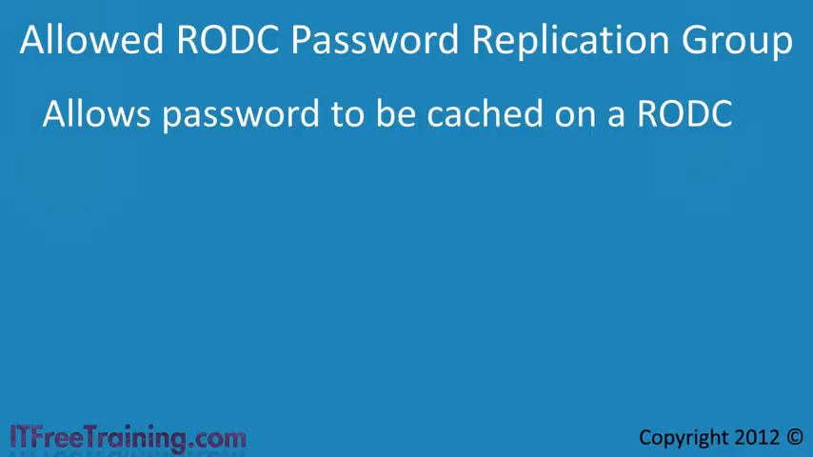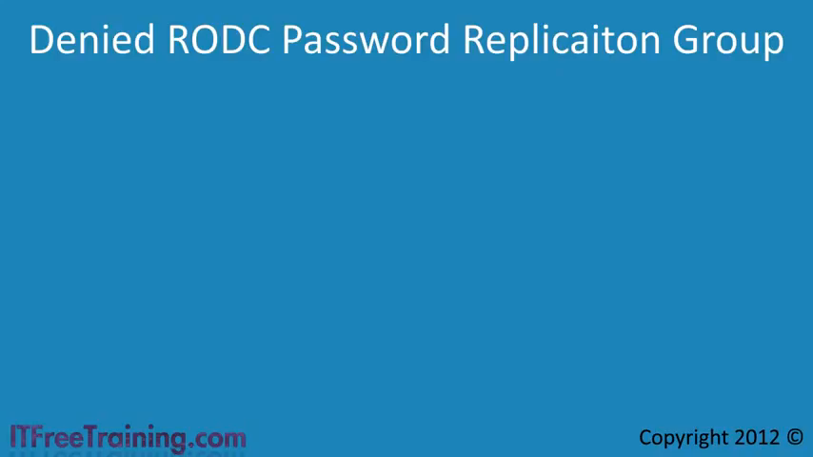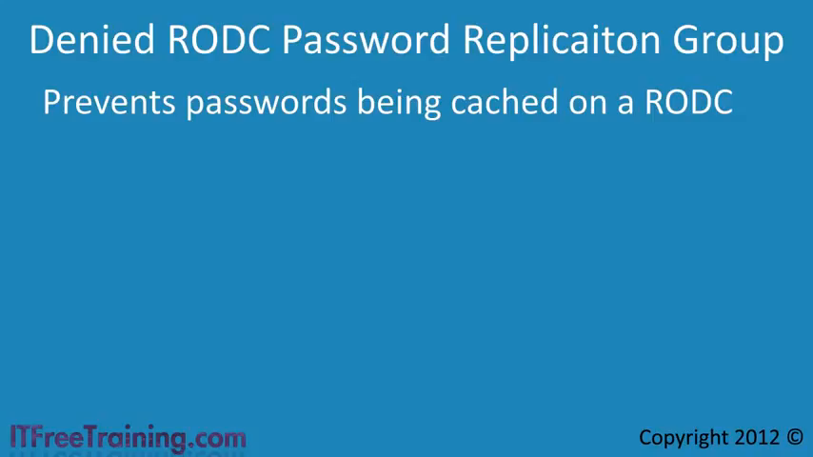The next group is Denied RODC Password Replication Group. This group prevents the password of the user from being cached on a read-only domain controller. If a user is a member of the Allowed and Denied group, the Denied group will always override the allowed permissions. Keep in mind that no account will be cached on the read-only domain controllers unless it is configured, but this group does allow you to quickly prevent a sensitive account from being cached if it was included in the allowed group, maybe because it was a member of another group.